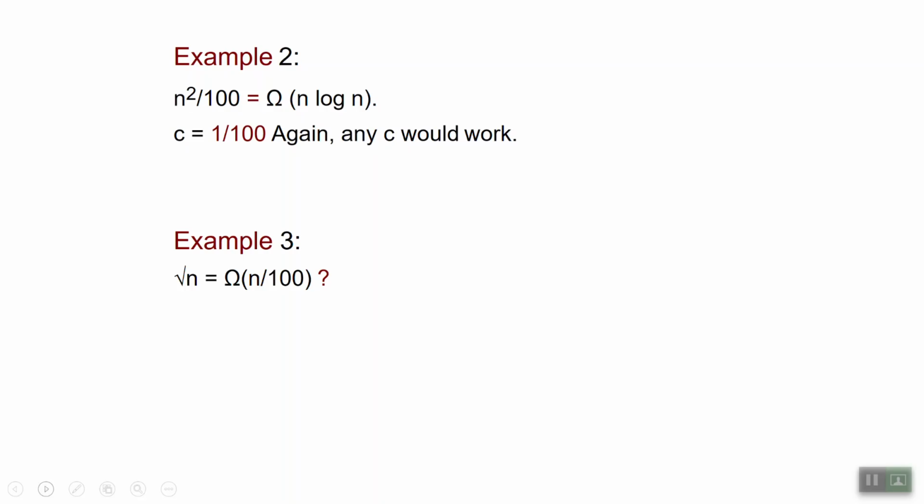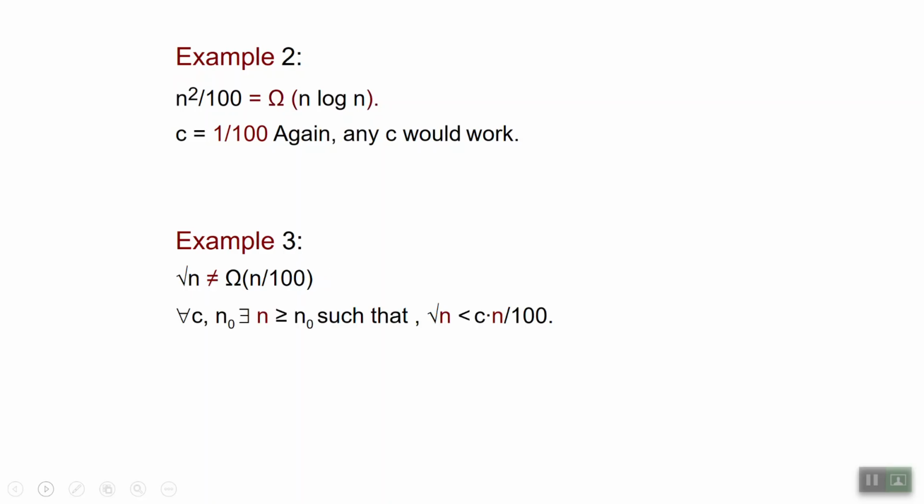Let's now go to a third example. Is square root n omega of n over 100? And the answer is no. The left-hand side is a polynomial, n raised to half, while the right-hand side is n raised to 1, multiplied by a constant, but the higher power will count a lot more. So the answer is no in this case.